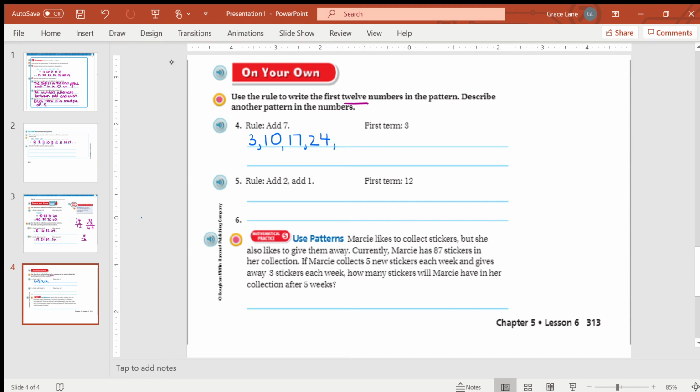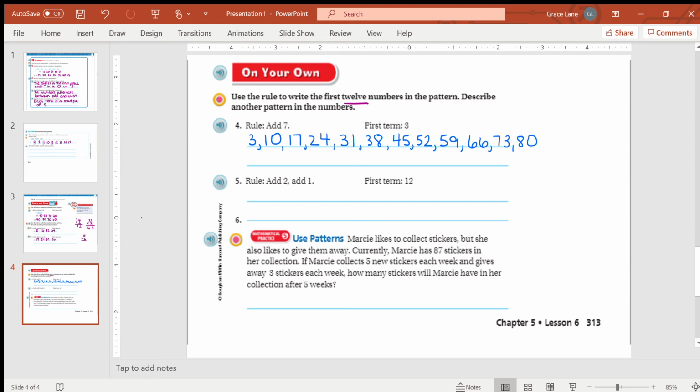24 plus 7 is 31. Plus 7 is 38. Plus 7, 45. Plus 7, 52. Plus 7, 59. Plus 7, 66. I think that's 12. 1, 2, 3, 4. Alright, that's 12. So that's my first 12 numbers in the pattern.